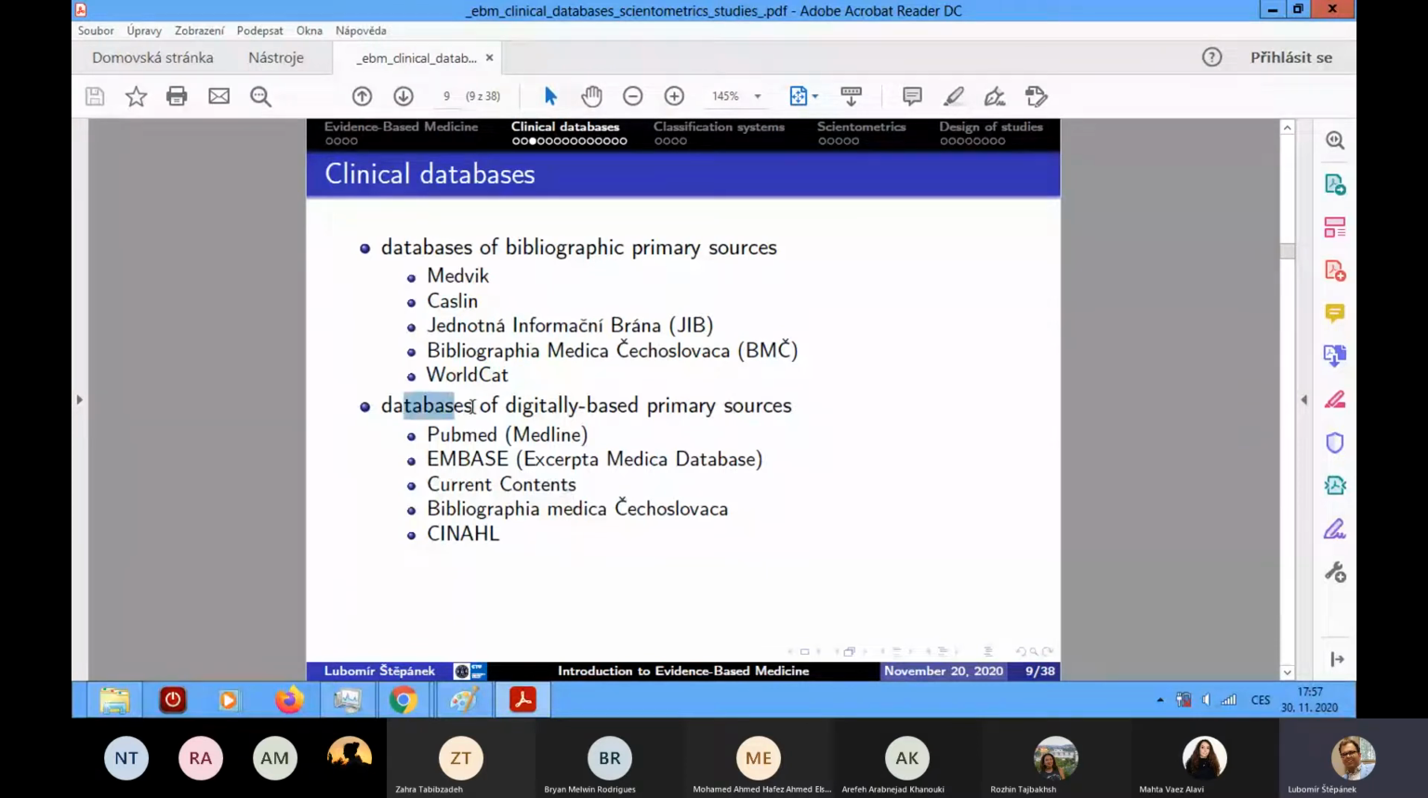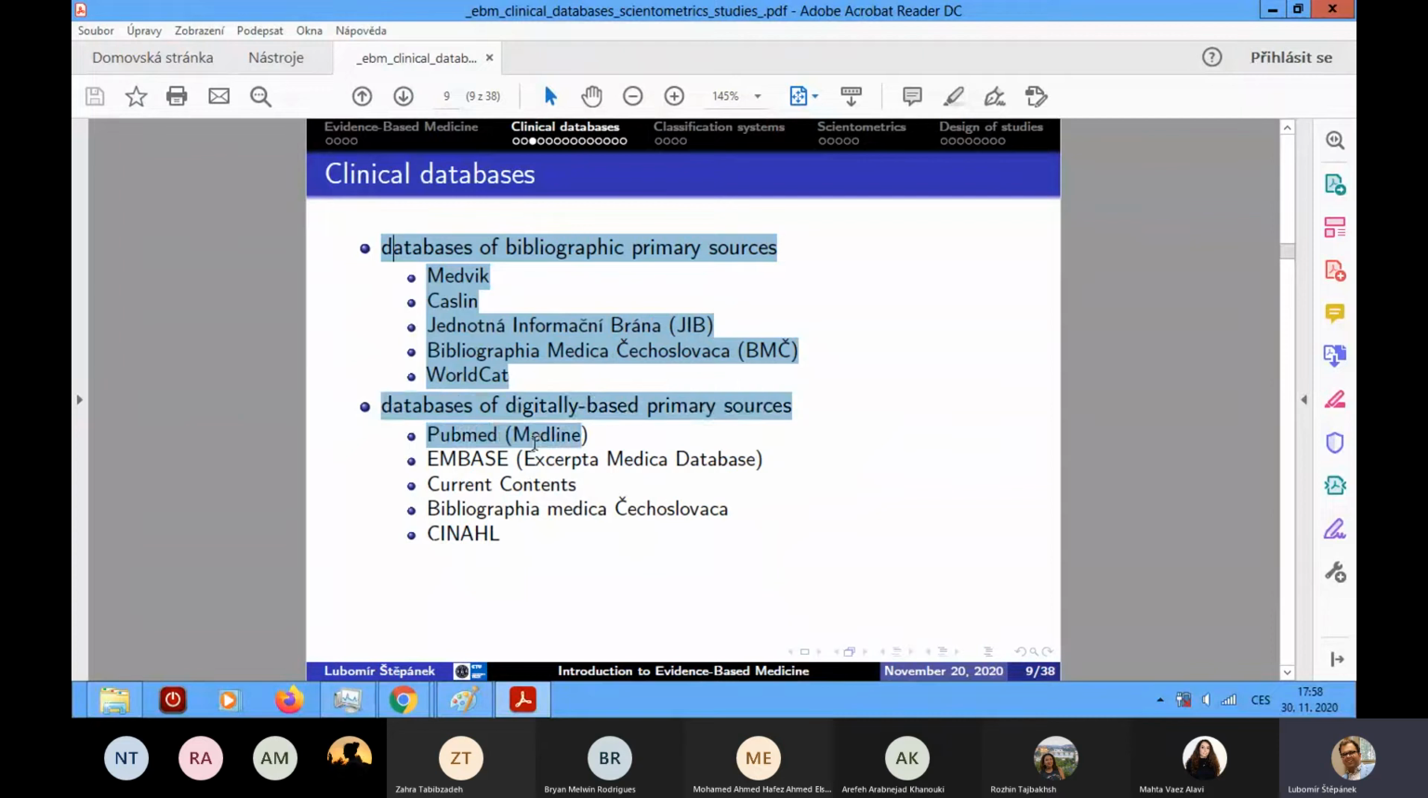And among the digitally based primary sources, PubMed is absolutely top. Yeah, you should know about PubMed. Embase is also important, maybe also Current Contents and Scientometrics, and there are some more of them. For example, some databases of Elsevier or Sage, or let's say Google Scholar is also applicable for this. But Google Scholar has no authorization needed to just start using it.